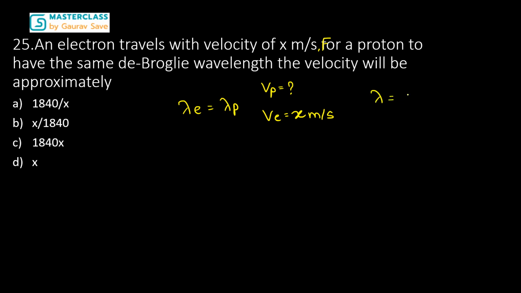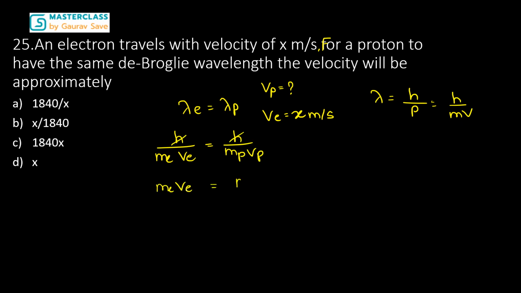So what is the formula for de Broglie's wavelength? H upon P, which is nothing but H upon mv. So H upon mass of electron into velocity of electron will become equal to H upon mass of proton into velocity of proton. H will get cancelled out. So mass of electron into velocity of electron will become equal to mass of proton into velocity of proton.